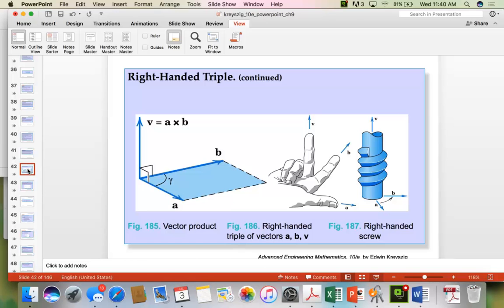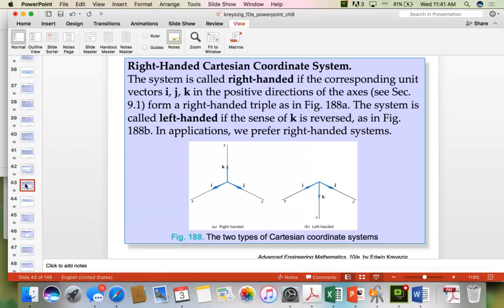Here's an example of what the book has been referring to as a right-handed triple and what I've been referring to as the right-hand rule, just illustrating that if you go from A to B, this is the direction of the cross product.